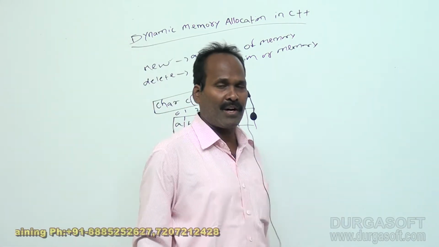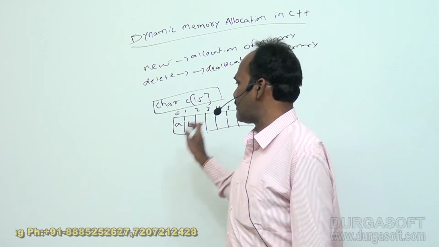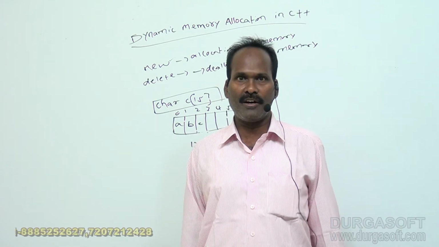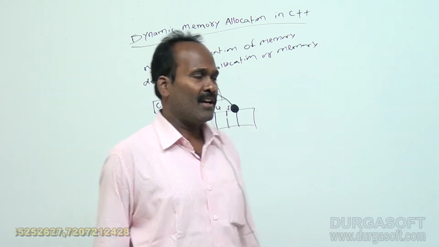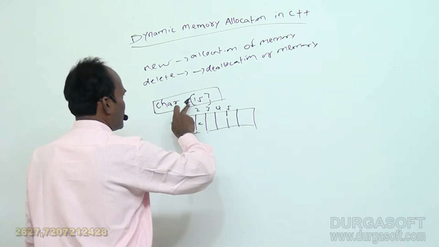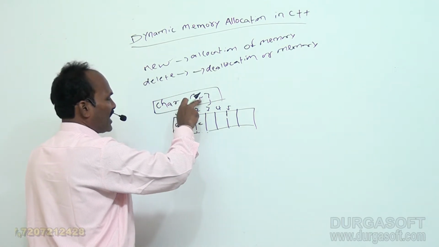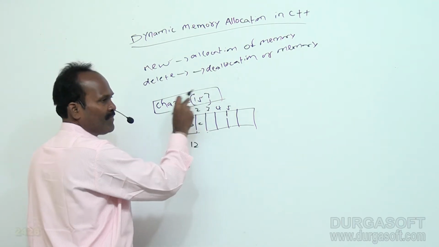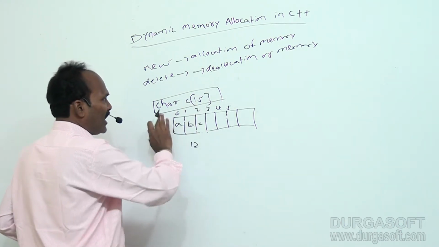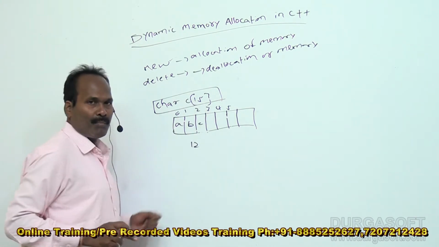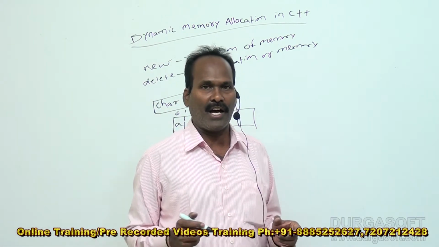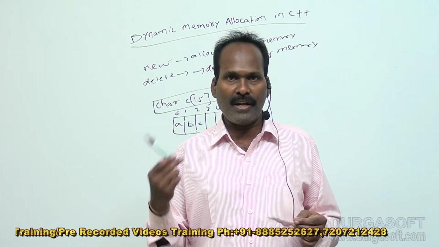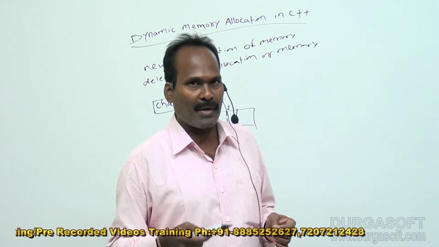The main drawback of this compile time or static memory allocation is that once the size is assigned, it cannot be altered. In the future I cannot extend C or decrease C. Once it is fixed to 15 characters, that's it. It cannot be changed because all these are stored in the memory area called stack, with all the static variables. All the memory is allocated at compilation time.